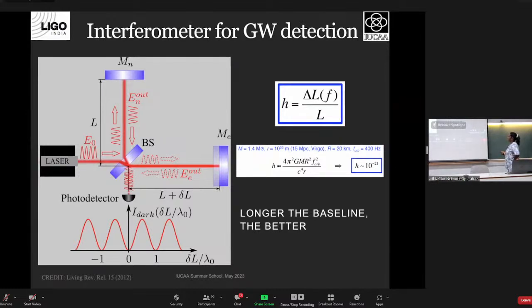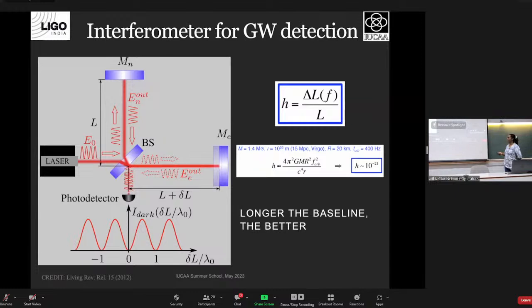Here, what we see is the electric field that comes from the laser, and then it gets split into two halves, and then recombines back, and then you have a phase difference. If you take the x-axis as the difference in length, delta L over lambda naught, this is the intensity pattern that you see. In gravitational wave detectors, this output port, we call it the dark port. If you have a bright port, it means that all the laser light that you put in is going to be there in the detector.